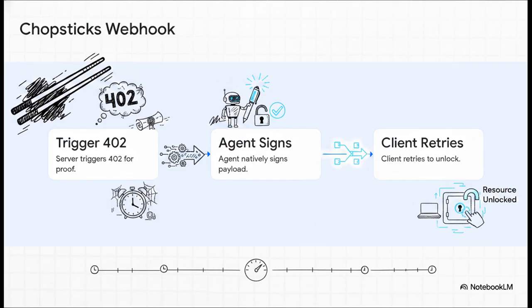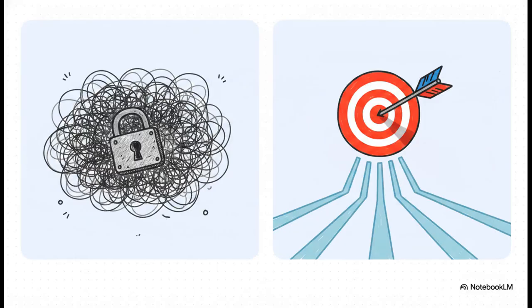It literally sat gathering dust for 30 years because developers tried to attach bloated legal contracts to it. But Chopsticks bypasses all of that with 3 surgical steps. First, the server simply triggers a 402 demanding proof. Second, an autonomous agent at the edge of the network natively signs the payload. And third, the client retries the exact same request with the receipt, instantly unlocking the resource. Pure event-driven elegance.